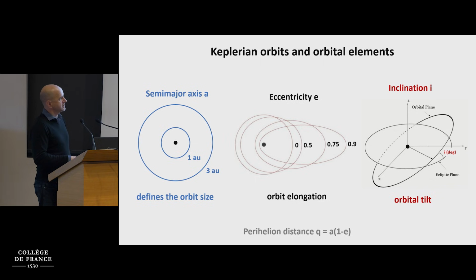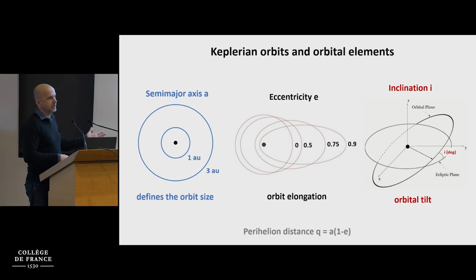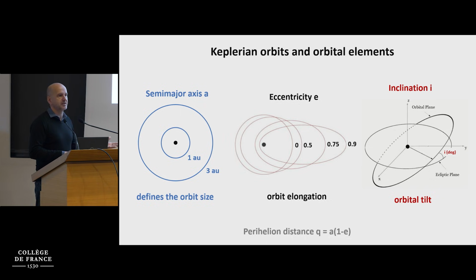And the perihelion distance is a simple function of the semi-major axis and eccentricity. It tells you how close to the sun the comet gets during its revolution around the sun, the closest point.